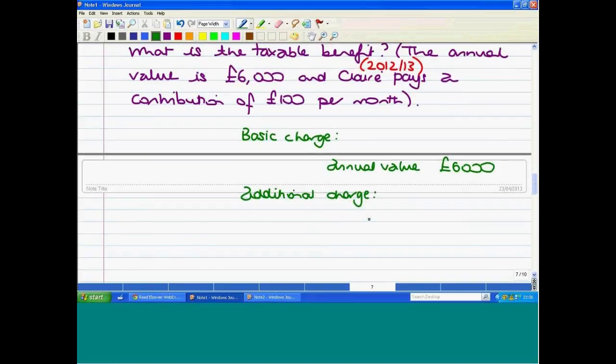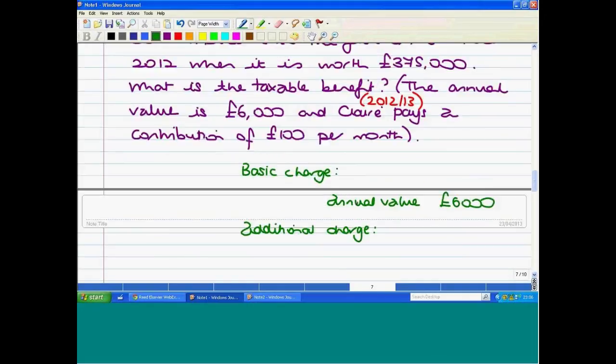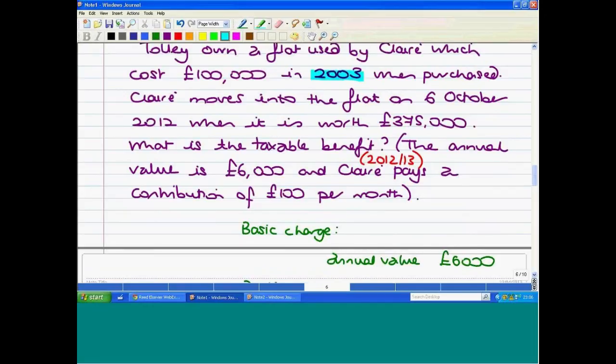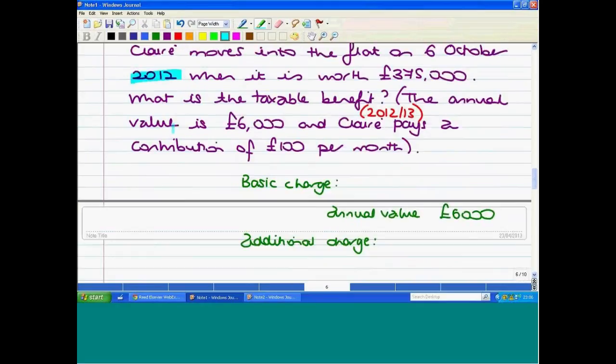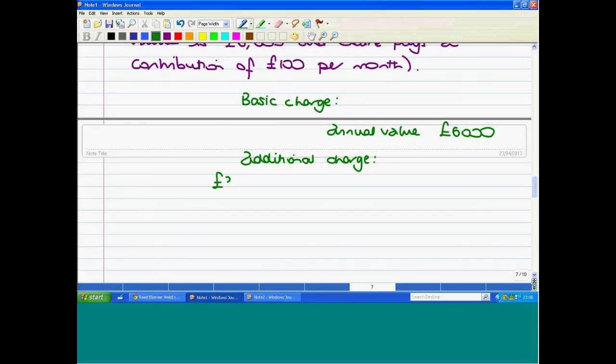This is where we need to consider our 6-year rule. If we just go back, they purchased it in 2003. She moves in 2012. Hopefully you can see it's not within the 6 years from when they bought the property. So we're going to be using the market value. It could have been worse, I could have put some improvements in, but let's just focus on the fundamentals. So we're using the £375,000. We're deducting our £75,000. And then, of course, we're timesing by our official rate of interest, which is 4%. Now, that gives me an additional charge of £1,200.